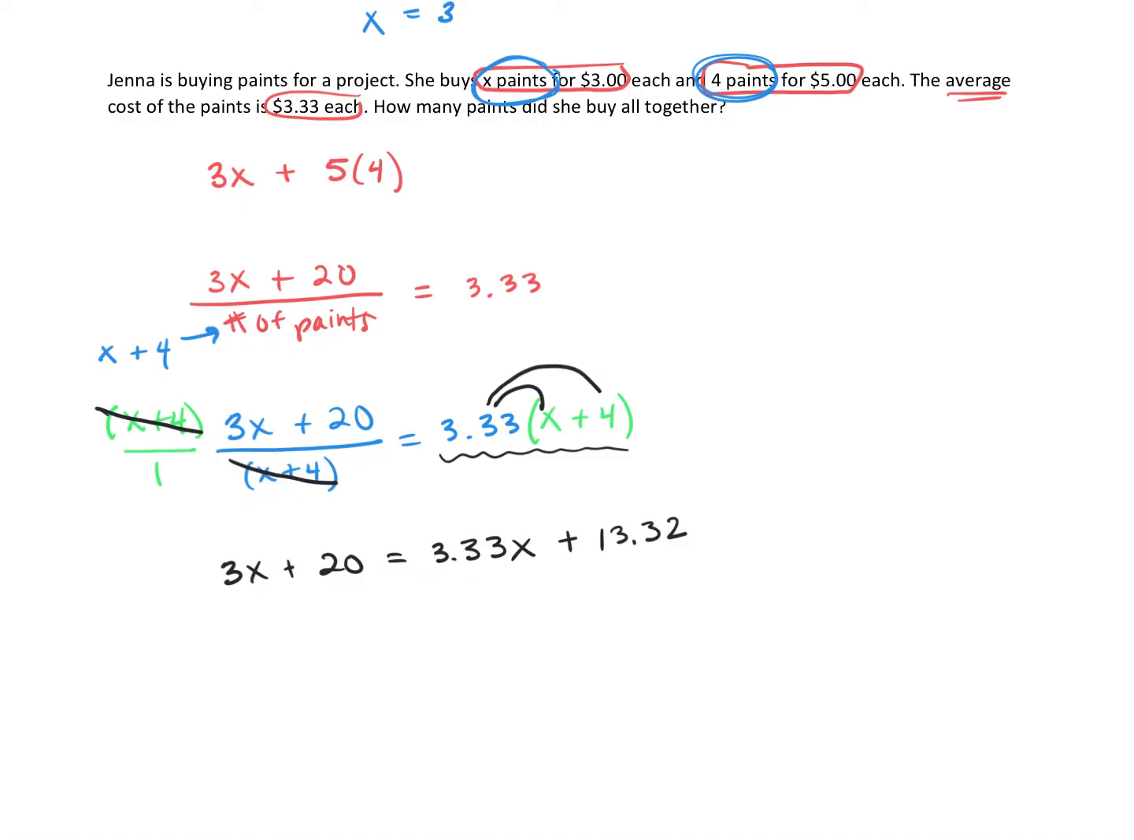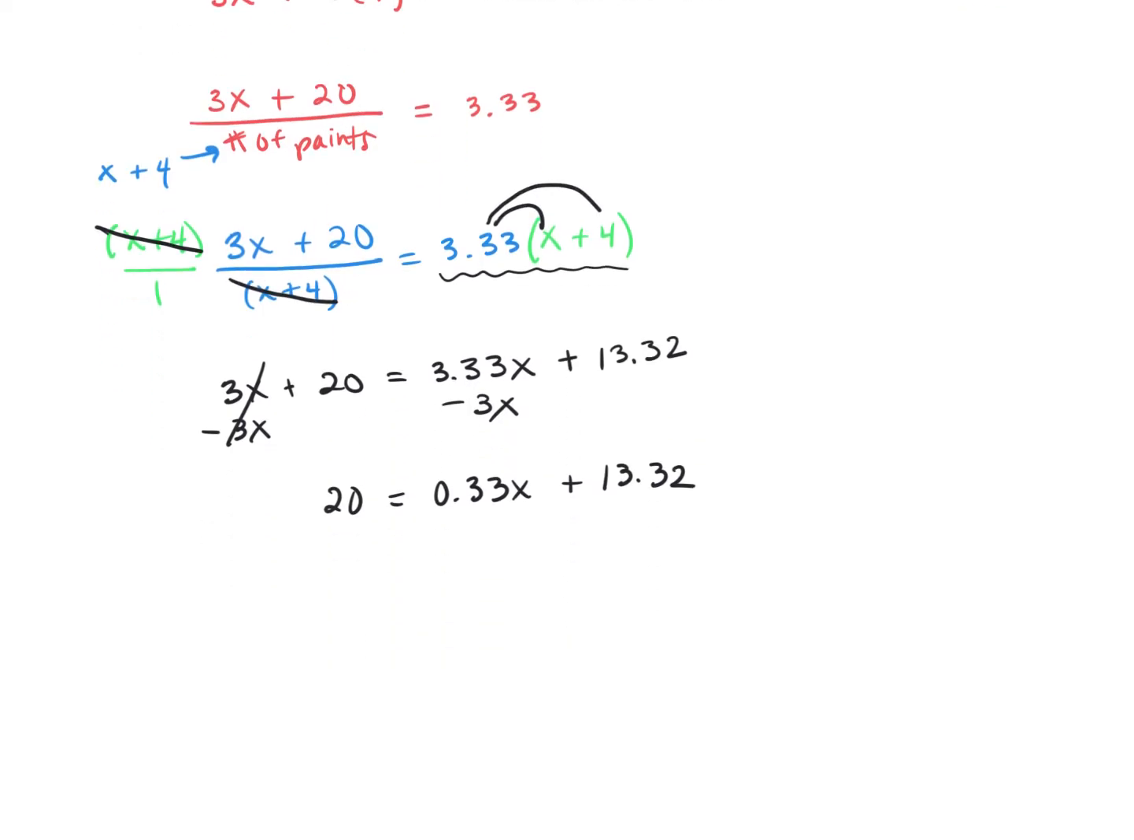Okay, so when we solve equations, I want us to get our x's on the same side of the equation first. A lot of people like to subtract or move the smaller x value, so maybe we can subtract 3x. That just keeps us with a positive x. So 20 equals 3.33x minus 3x, which is 0.33x, plus 13.32. Now to solve for this x, I know we're going to divide by this 0.33, but that's going to be our last step. First, we're going to do the opposite of adding 13.32. We're going to subtract 13.32.